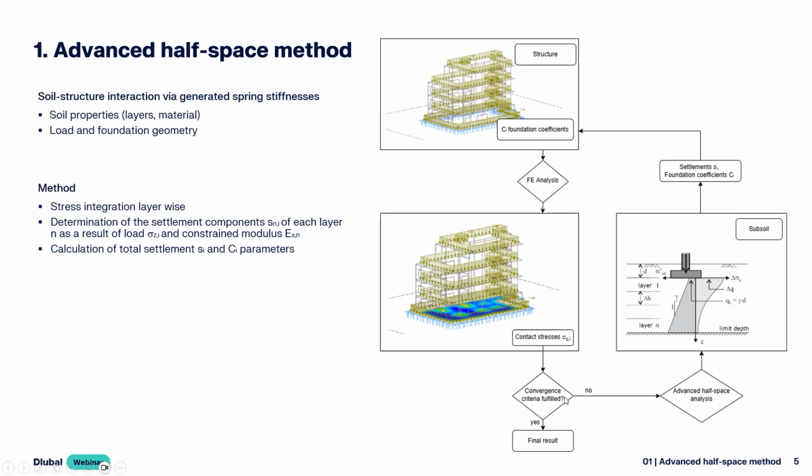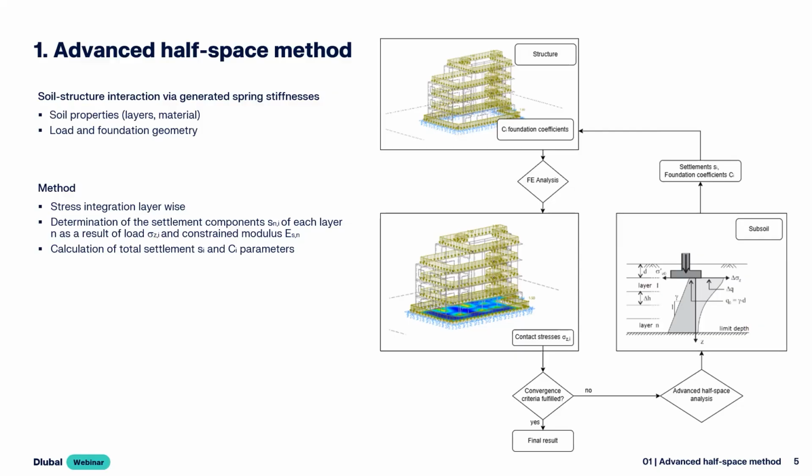Is it fulfilled? Then we would be at the end, we would have the final result. If it is not fulfilled, another advanced half space analysis would be started with the updated contact stresses. They again will be put on the subsoil with its properties, and again the settlements will be calculated, and also the foundation coefficients. Then it will be updated, and so on and on, until this iterative process is finished and the convergence criteria is fulfilled. Yeah, this just as a small summary for this method.